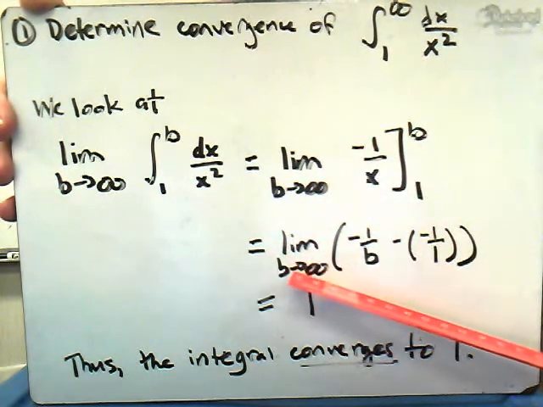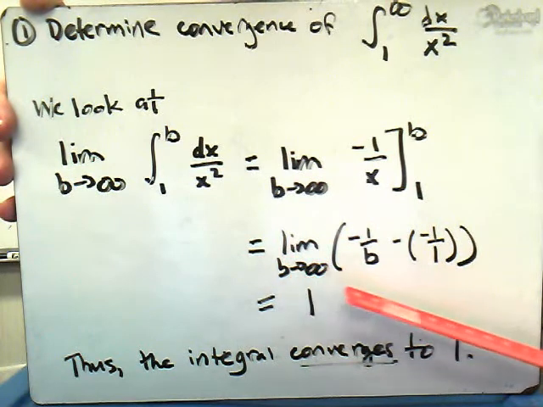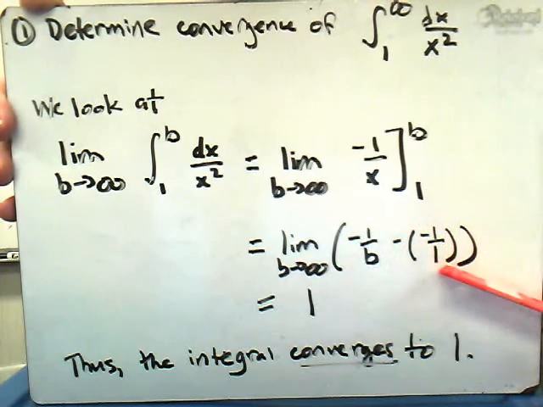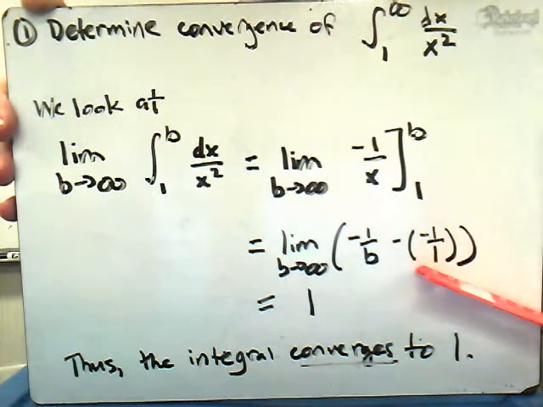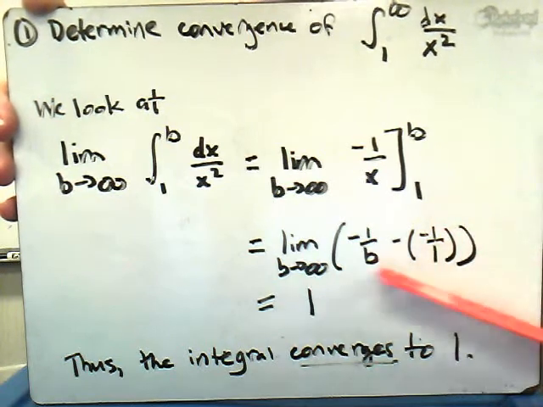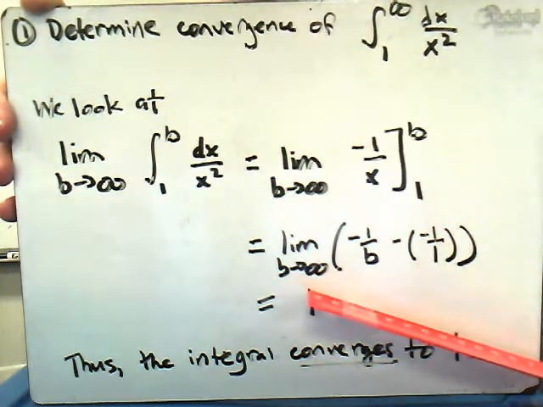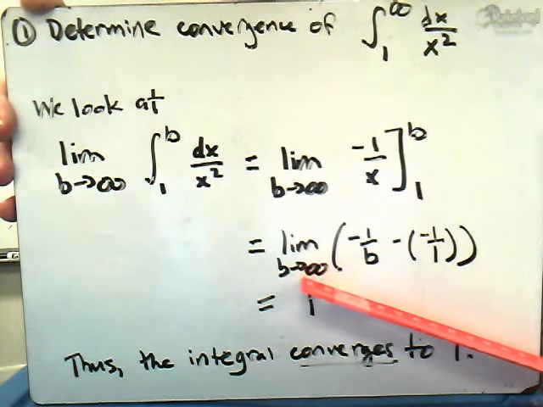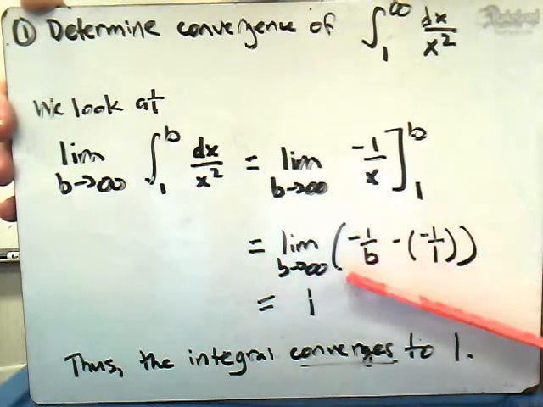So we go on to evaluate it as the limit as b goes to infinity of negative 1 over b minus negative 1 over 1, where we just plugged in the 1 as the lower limit, and we're just evaluating just as we do with FTC. And now at this stage, with any other improper integral, and with this one in particular, we want to make sure that we do the limit as b goes to infinity of negative 1 over b.